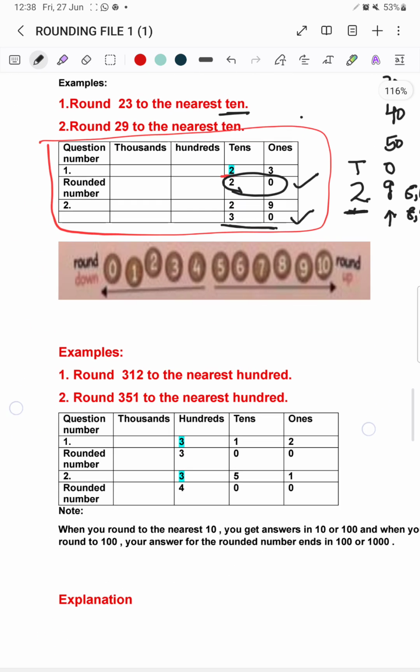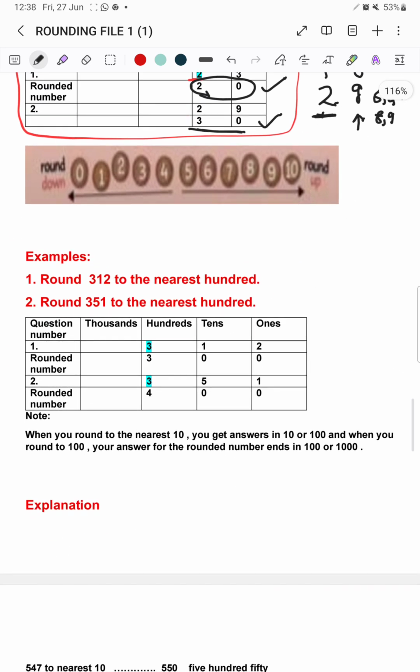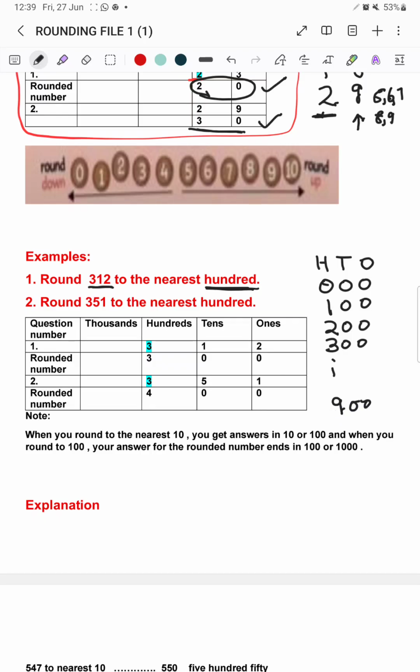Let's take one more example. Here we will be rounding the numbers to the nearest 100. So we have the number 312. Now when I say the numbers are rounding to nearest 100, my answers in the last three digits, because 100 comes at the third place, so my answer should be like 000, 100, 200, 300 and so on. So 0, 100, 200, 300, 400 all the way to 900.